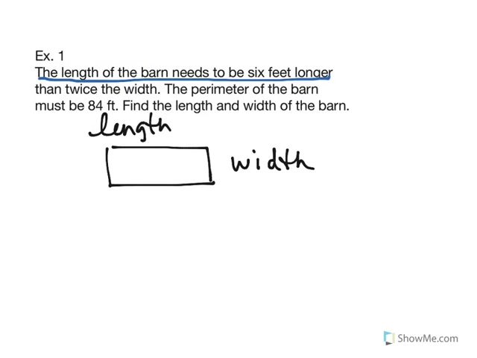And that is that in this problem, the length is based on the width. That means it's the width we're going to call x, because everything depends on x. And since the problem is saying the length is based on the width, then it's the width we're going to call x. Okay, that's our first step. After that, we're going to name the length based on all this math.